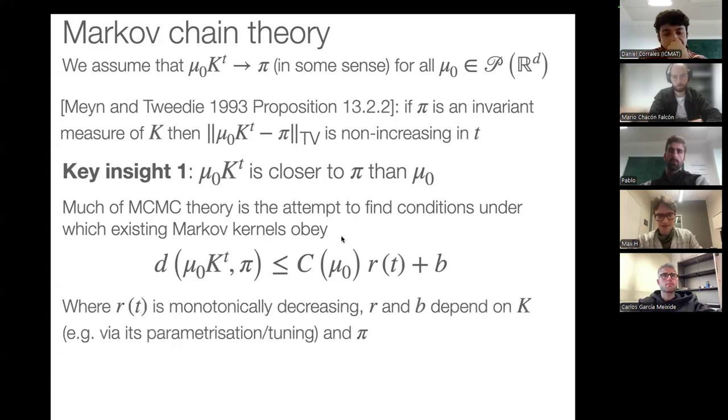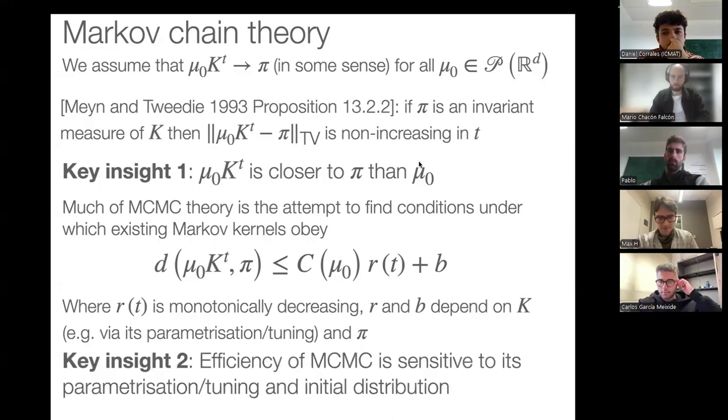Yeah, and r of t is the rate at which the distance decreases, and r and b depend on K and pi. And c naught depends on the initial distribution. And this leads us to our second key insight for fitting MCMC within VI: the efficiency of MCMC is very sensitive to its parameterization or tuning and its initial distribution mu naught.